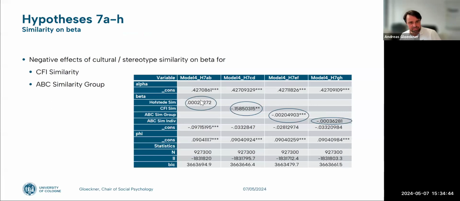If you look at the same predictors for being behind, so these are the same predictors for beta, you see now beta here and Hofstede and all these things. Then the coefficients become mainly negative, and two of them also significantly. So basically, if you are behind, then you become more competitive, not only to the in-group, but also generally to the more similar countries concerning culture, but also concerning the stereotype ABC dimensions, which I described to you earlier.